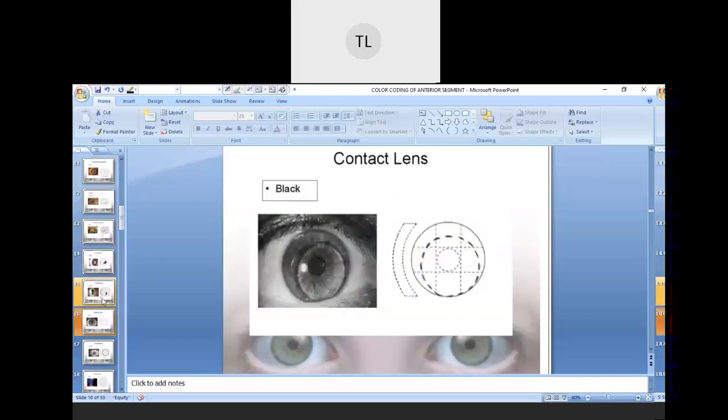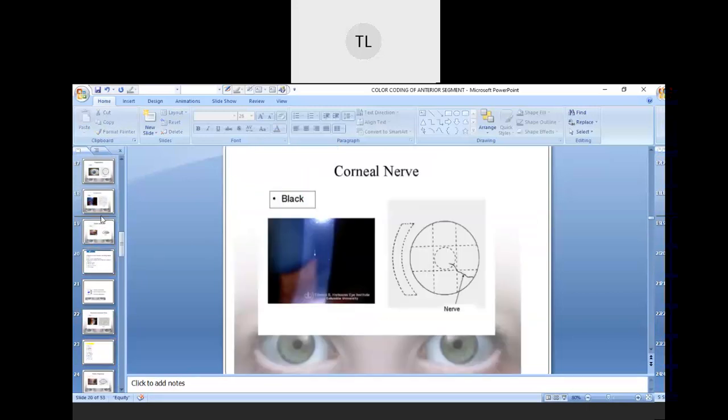So the black color is done. Okay, so the next color.